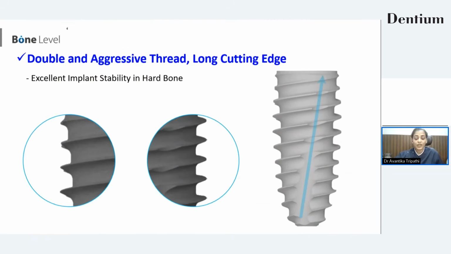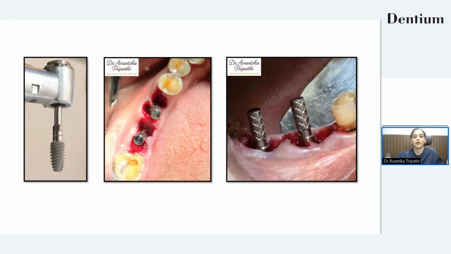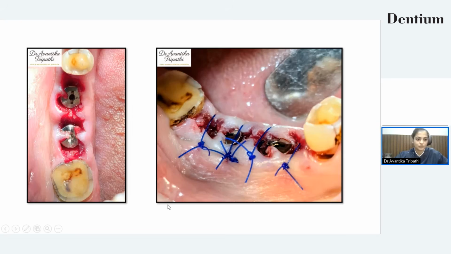Because of the aggressive thread design and long cutting edges of the bright bone level implants, we can place it in immediate implant cases, and we can load it within 6 to 8 weeks. So these are the x-rays of the same patient in which I placed 2 bright bone level implants of 4.5 by 9 mm. Over this I placed 2 healing abutments of wide diameter just to cover the occlusal surface, and I sutured it back.